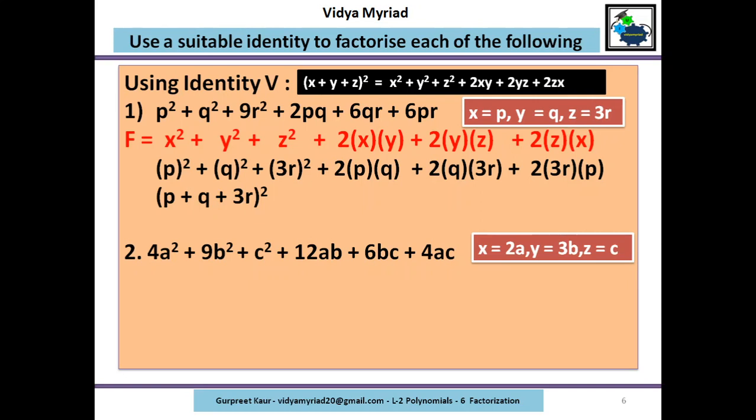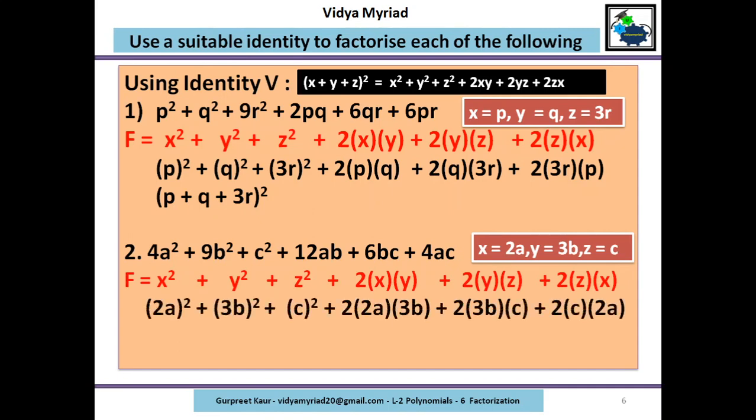y will become 3b because it is 9b square. So I can write it as 3b the whole square, and your z becomes your c. So first write the formula and then put the values of x, y and z in that formula. You will get a result like this, which means your answer is 2a plus 3b plus c the whole square.